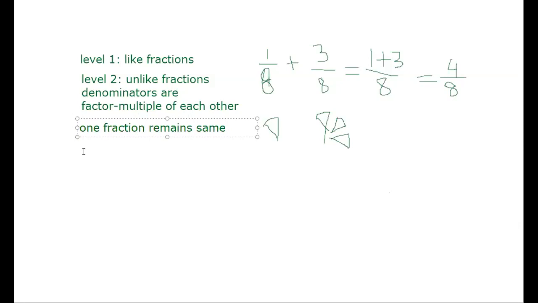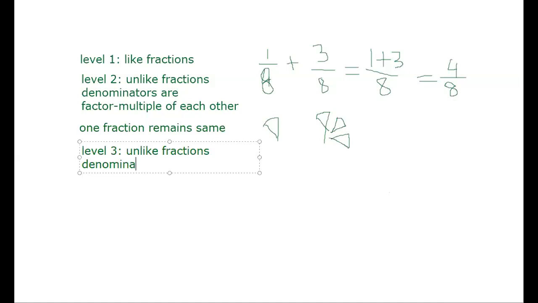The third one is very important, because if you have to teach only one, you teach the third one. This is also unlike fractions, where denominators are co-prime. What does co-prime mean? It has a common factor of 1 only. Exactly. So this is also there in the PPT.